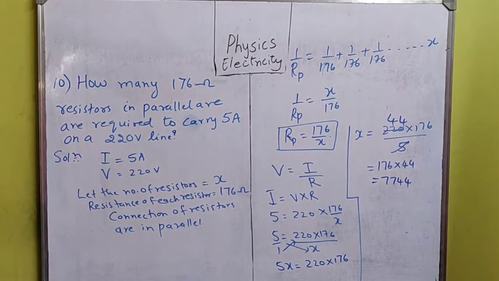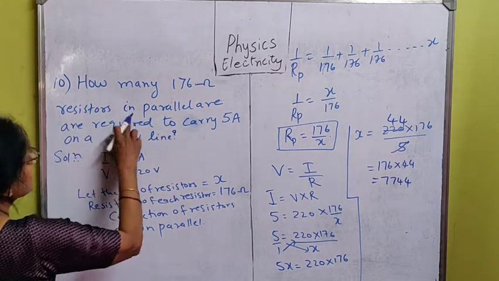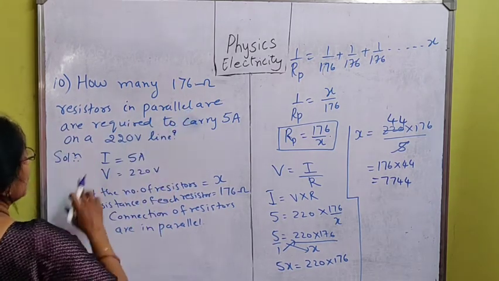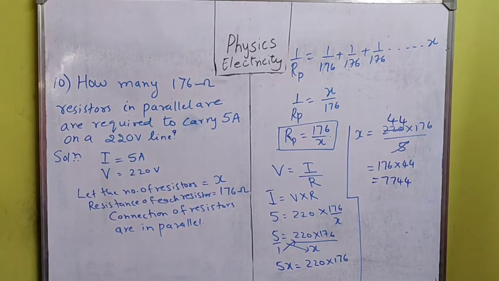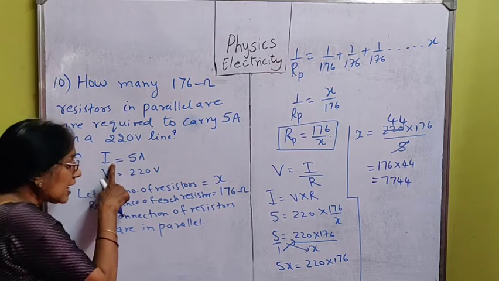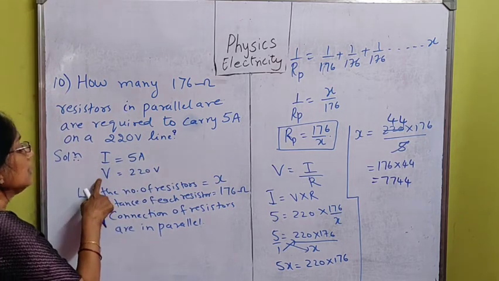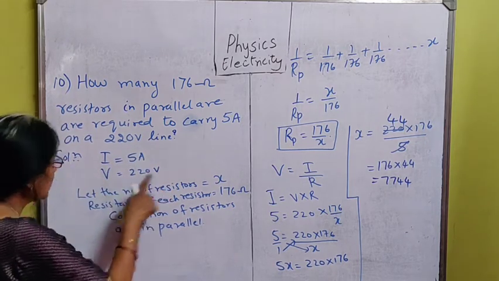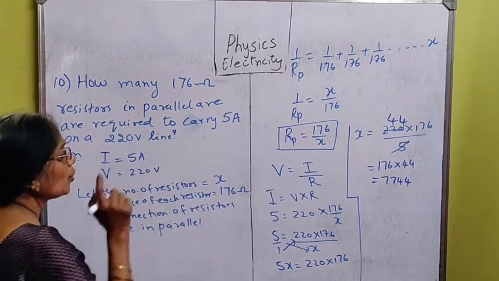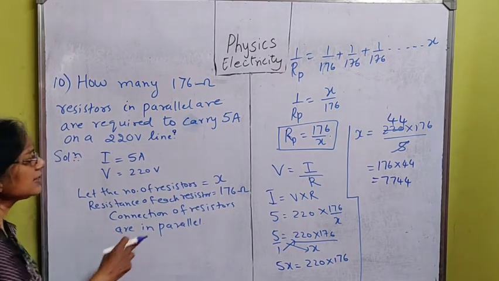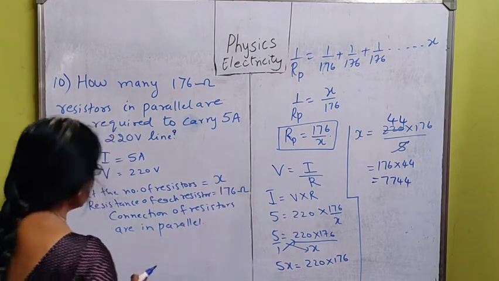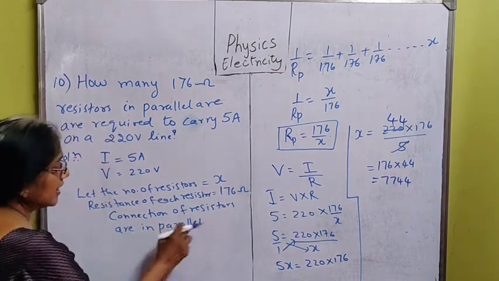So once again I am going to explain. What does it say? How many 176 ohm resistors in parallel are required to carry 5 ampere on a 220 volt line? So current is 5 ampere. Potential difference is 220 volts. The number of resistors we don't know, let it be X. Resistance of each resistor is 176 ohm. Connection of resistors is done in parallel.